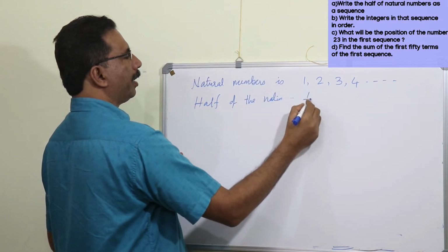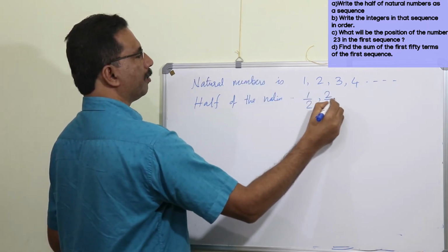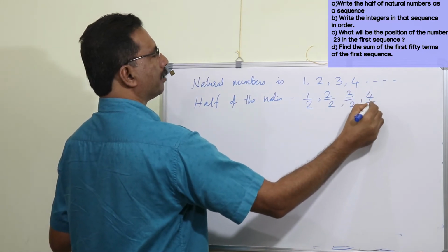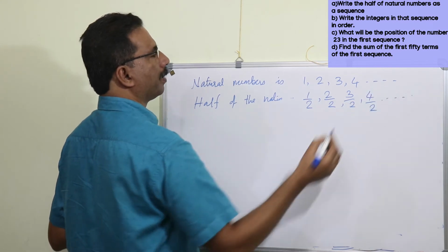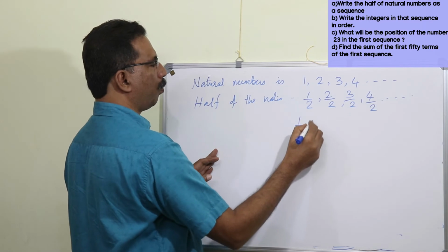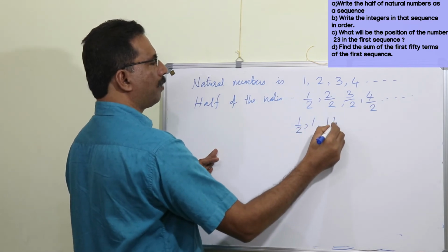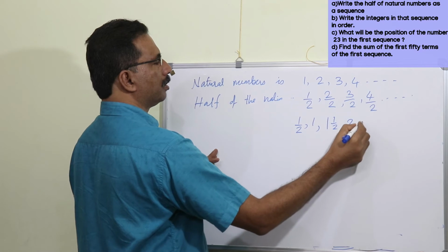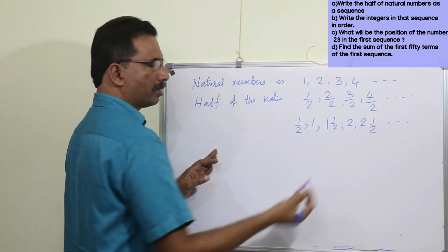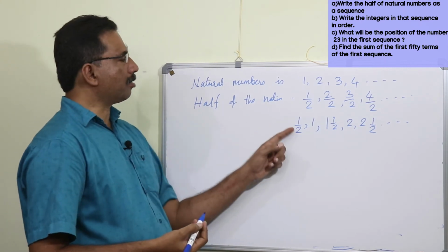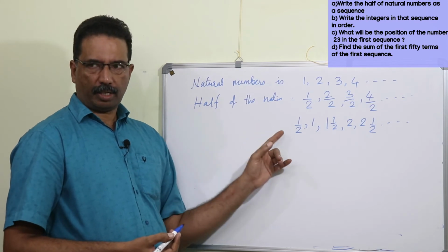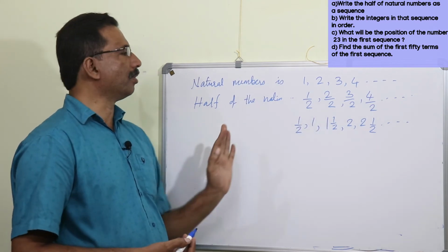What is that? 1/2, 2/2, 3/2, 4/2, etc. Or we can write as 1/2, 1, 1.5, 2, 2.5, etc. This is a sequence. This is an arithmetic sequence with the common difference half and first term half.